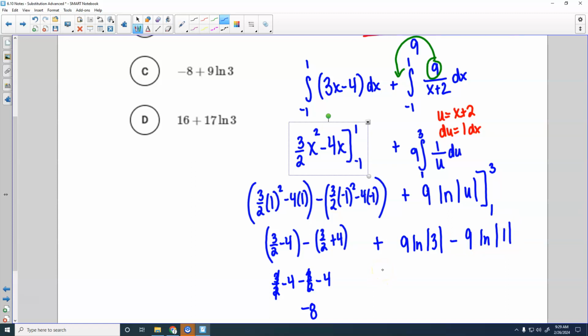What is the natural log of 1? It is 0, so this ends up going away. I just get plus 9 natural log of 3, and I don't need the absolute value bars because it's positive anyway. So 9 natural log of 3. And C, in fact, is the answer, which is what we were thinking all along from the first part.